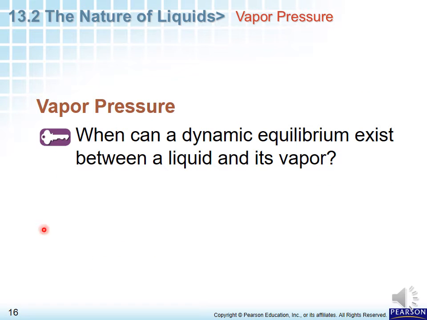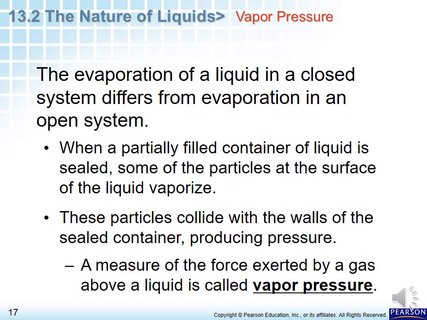Okay, let's talk about vapor pressure now. When can dynamic equilibrium exist between a liquid and its vapor? The answer is, the evaporation of a liquid in a closed system differs from the evaporation in an open system, as we studied just now.